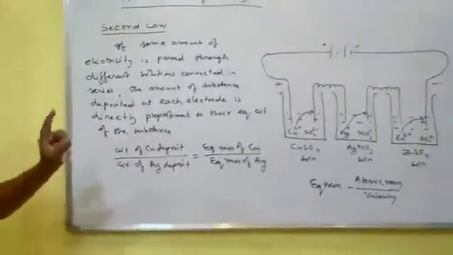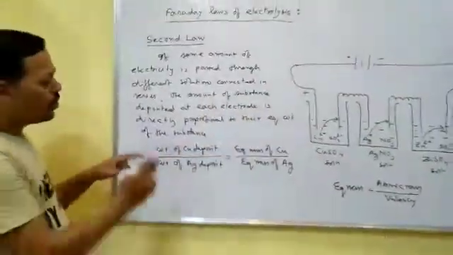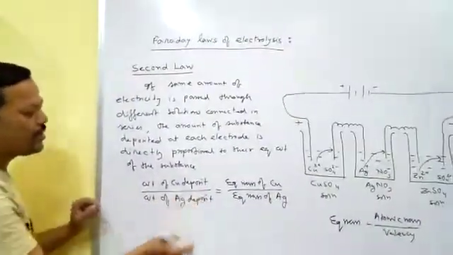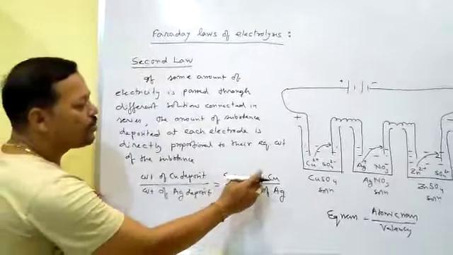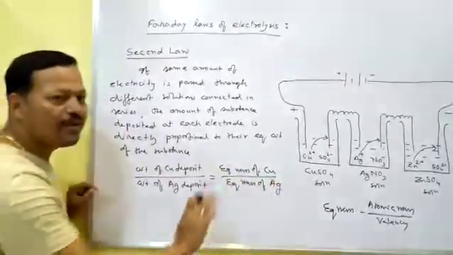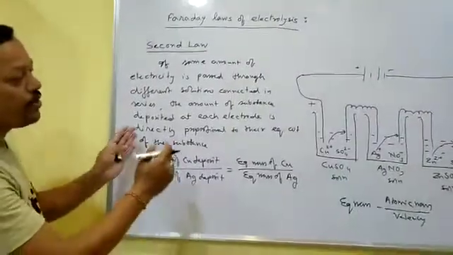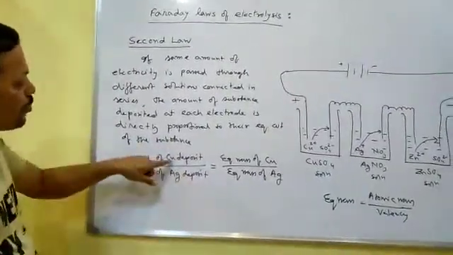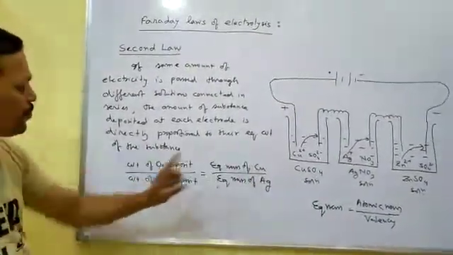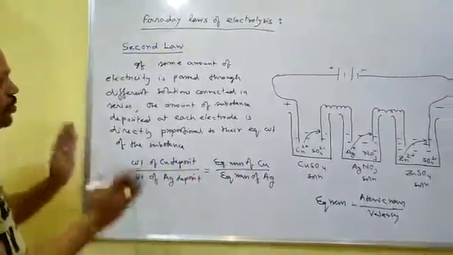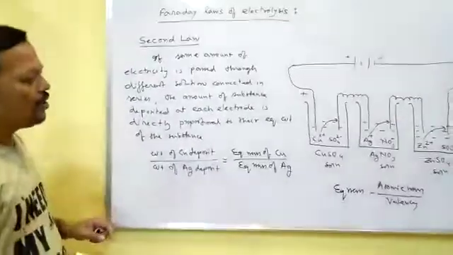Similarly, you can apply this with zinc also. Weight of zinc deposit divided by weight of silver deposit is equivalent mass of zinc divided by equivalent mass of silver. Like that you can apply with copper and silver also. You can apply copper and zinc also. If you take copper here, copper's equivalent mass should be here. If you apply silver here, silver's equivalent mass should be here. So this is according to your second law.